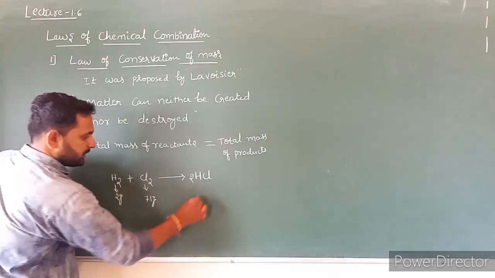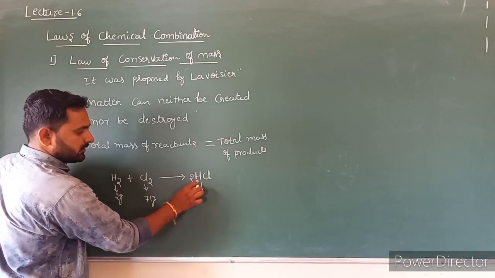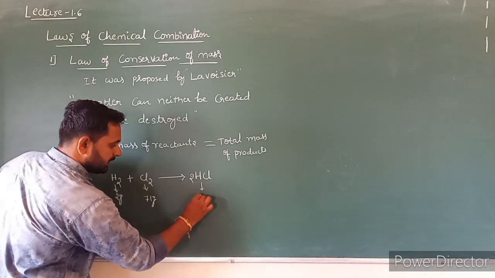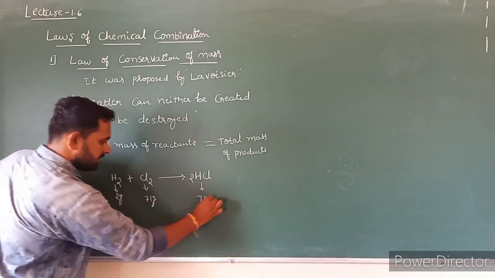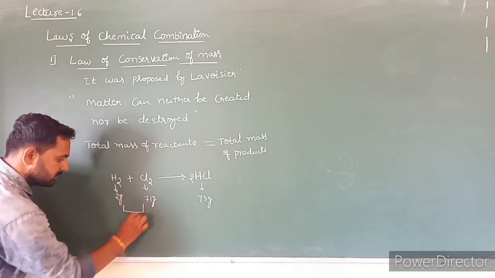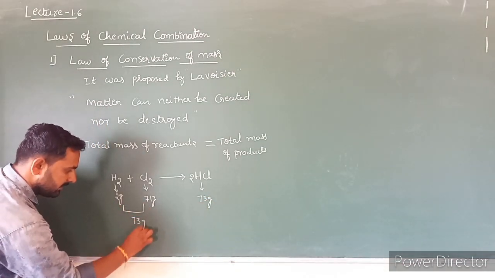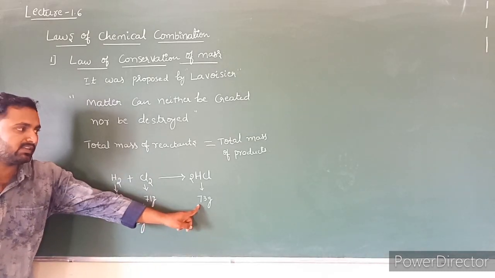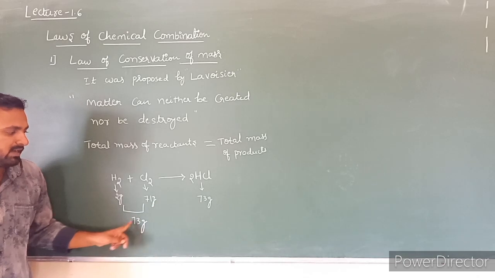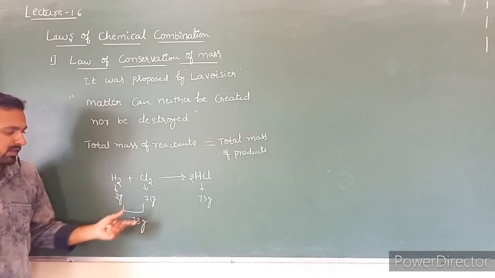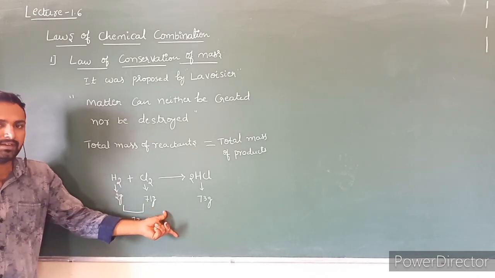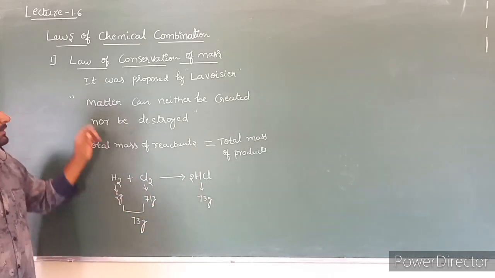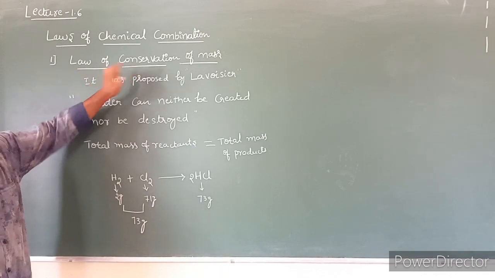Okay. Next, here. Hydrogen 1 plus 35.5 into 2. You will get 73 grams. Now add these two values. You will get 73 grams. The total mass of reactants is equal to total mass of products. Here mass remains constant. Mass does not change, but it changes from one form to another form. This is law of conservation of mass.